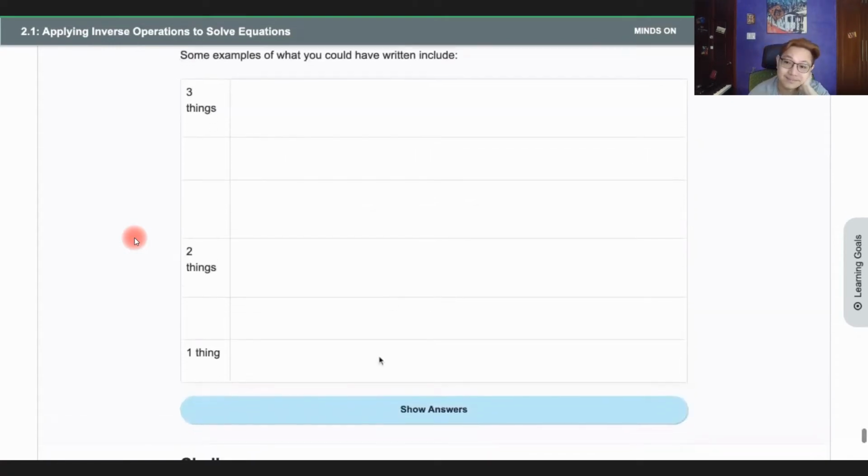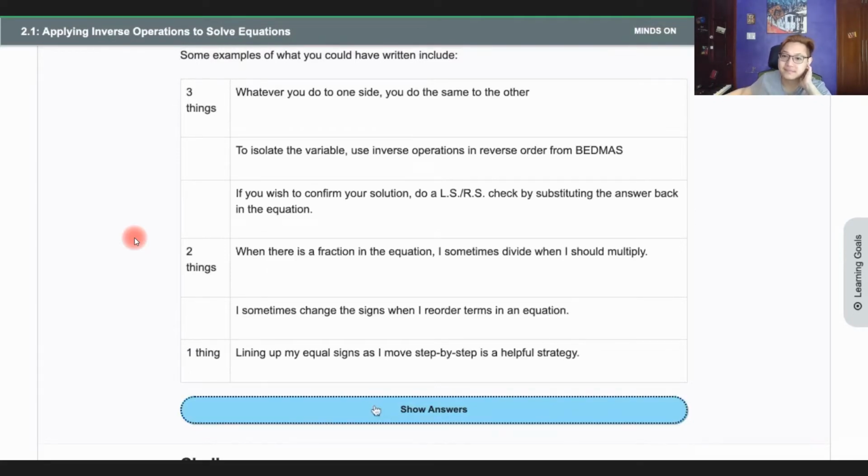Here's an example that would help with solving the equation. Whatever you do on one side, you do the same for the other. If you minus something on the left side, you have to minus something on the right side too. And if you plus something on the right side, you have to plus something on the left side. Multiply, same thing. Division, the same thing. Whatever you do to one side, you do the same to the other. So it's equality for both sides.